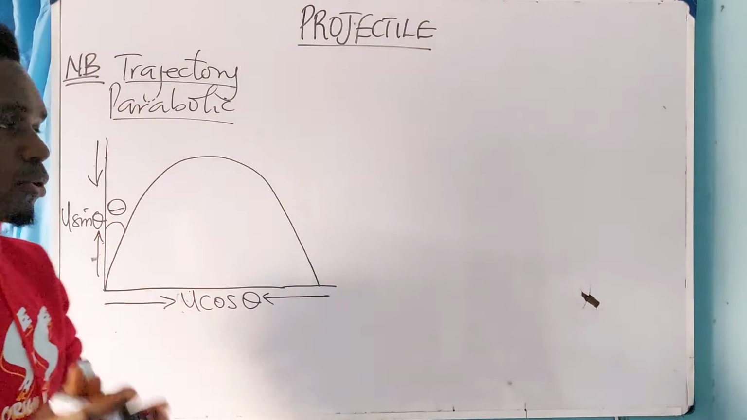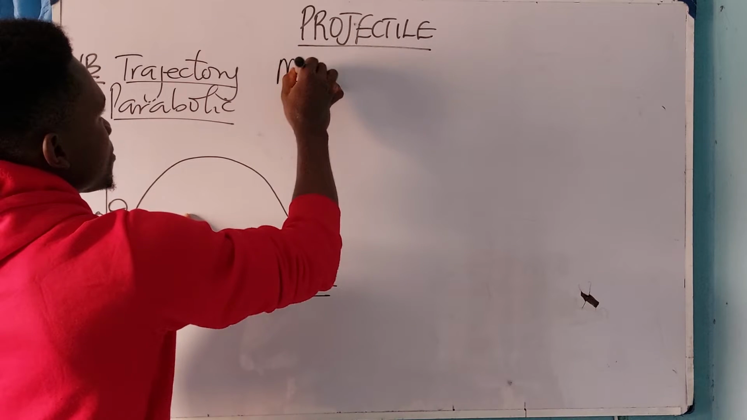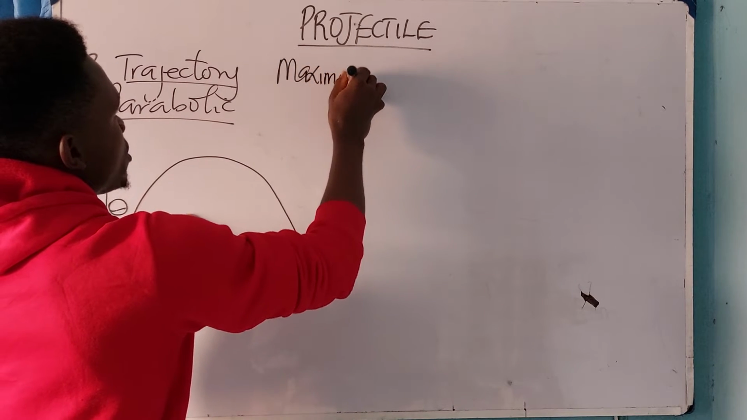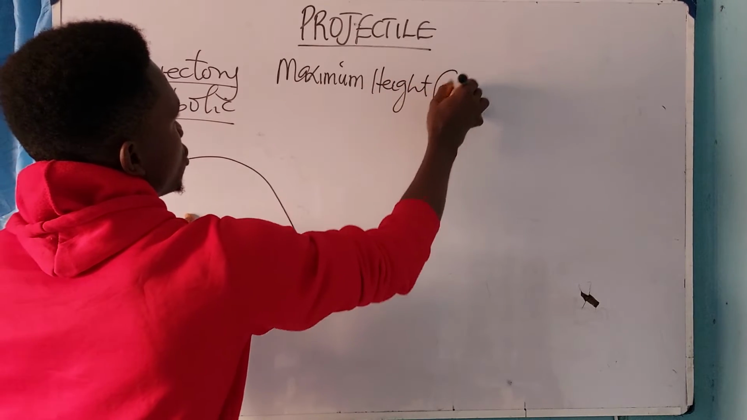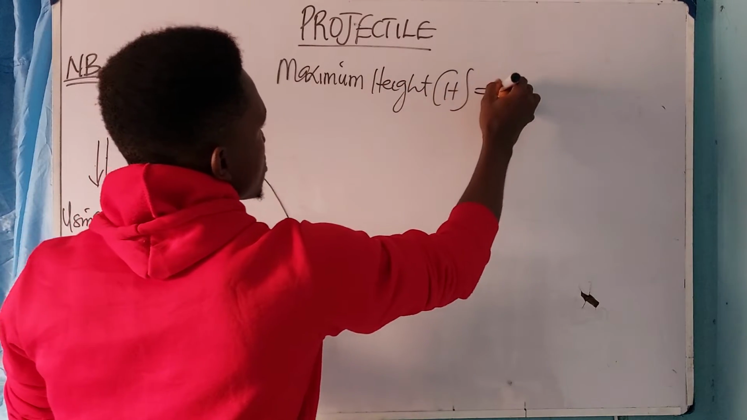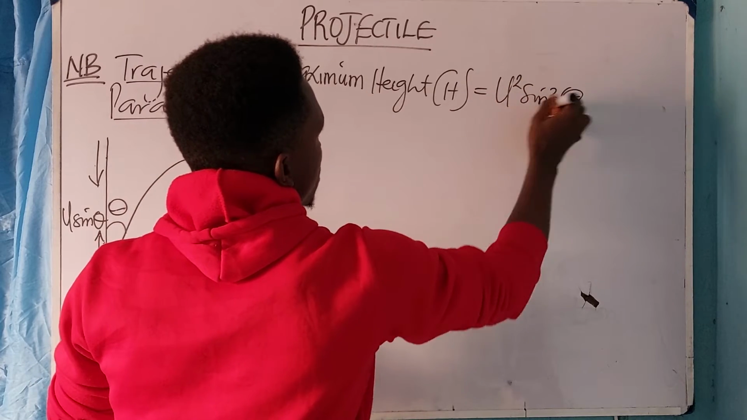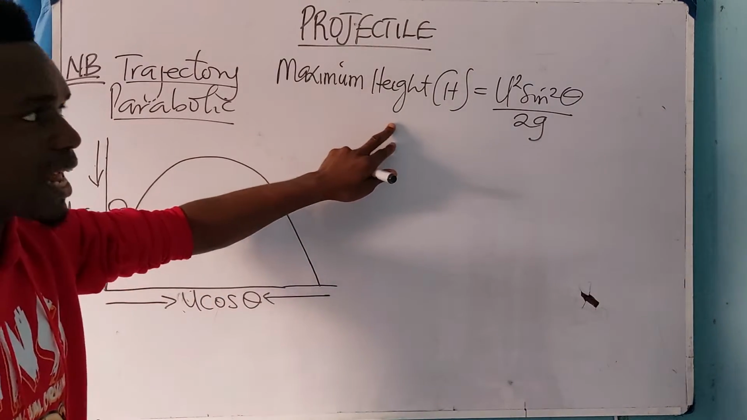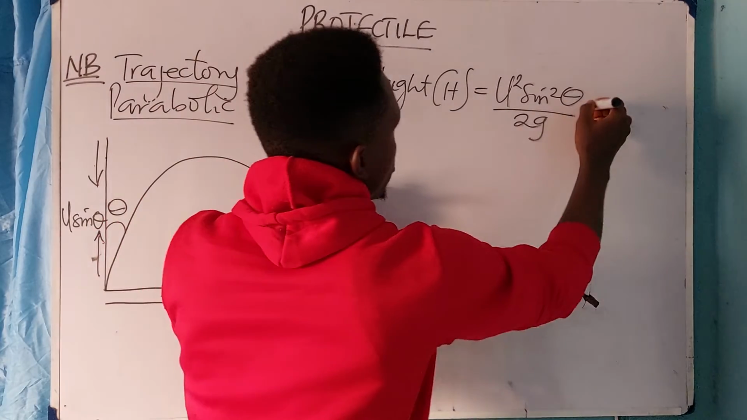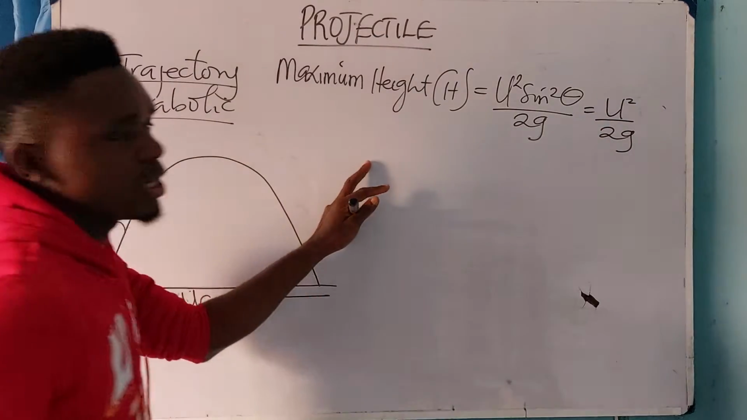The vertical component a projectile body covers is called the maximal height, h, and the formula is given as u squared sin squared theta over 2g. When it is not inclined at an angle, it becomes u squared over 2g. Please take note of that.